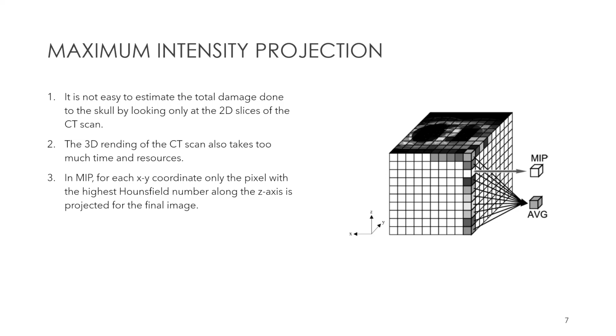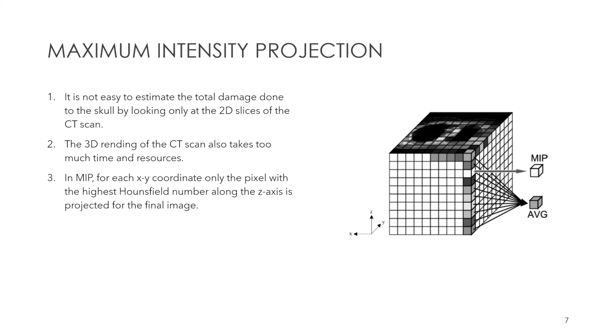The CT images are three-dimensional. The traumatic brain injuries are checked mostly by analyzing several axial slices of the CT scan. It is not easy to estimate the total damage done to the skull by looking only at the slices, and checking these many slices takes lots of time. The 3D rendering of the CT scan also takes too much time and resources.